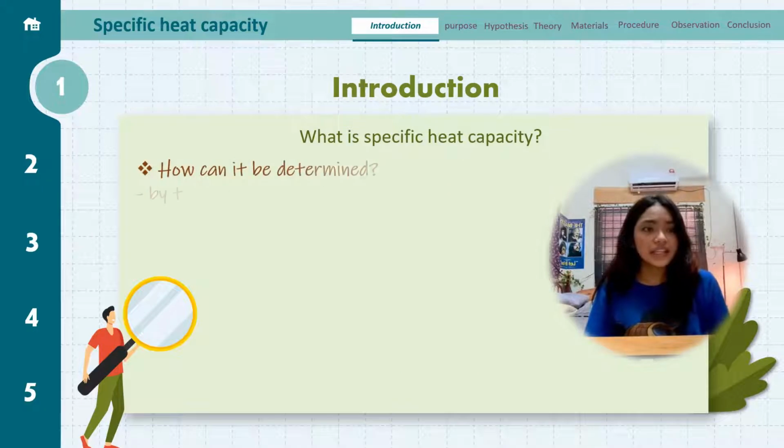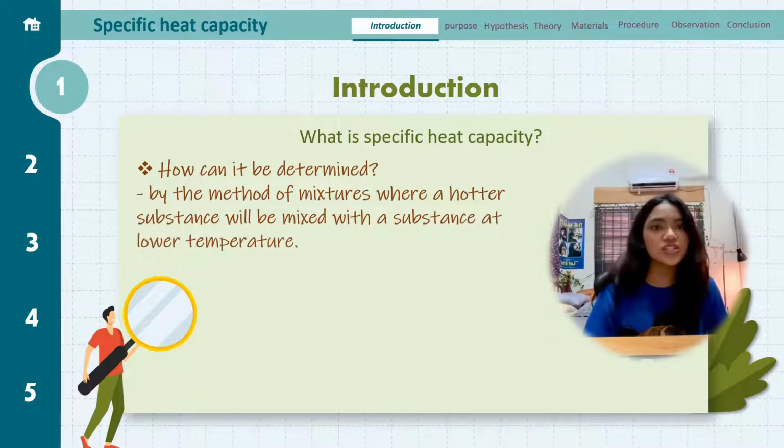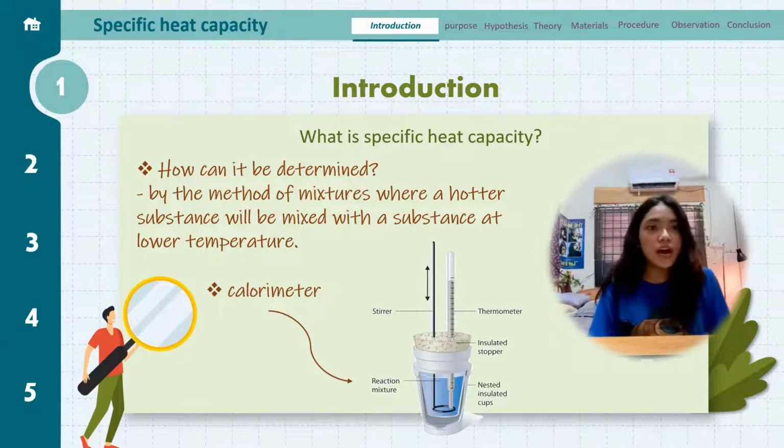The specific heat of a substance can be determined by the method of mixtures, where a hotter substance will be mixed with a substance at a lower temperature. When hot and cool substances are mixed in an insulated container, such as a calorimeter, heat will flow from the hot to the cool substances.